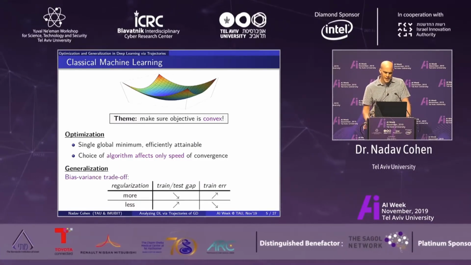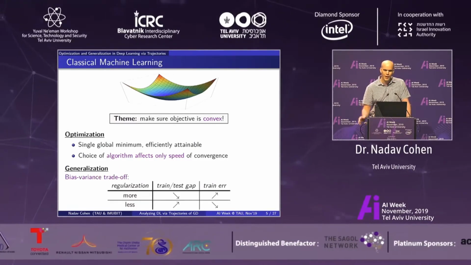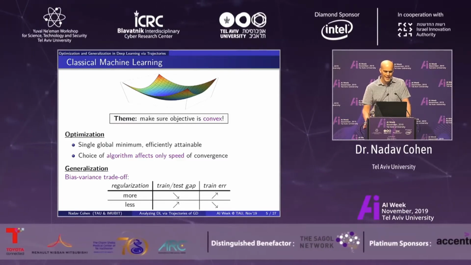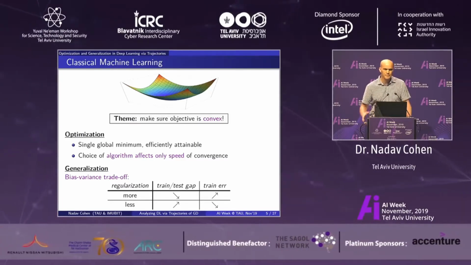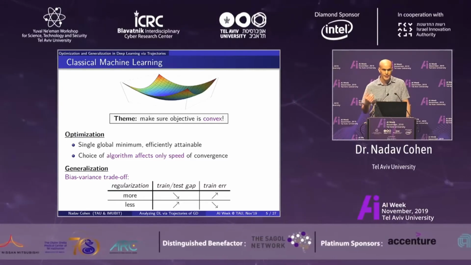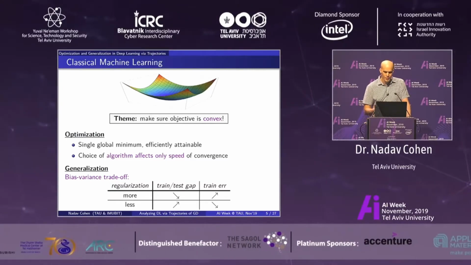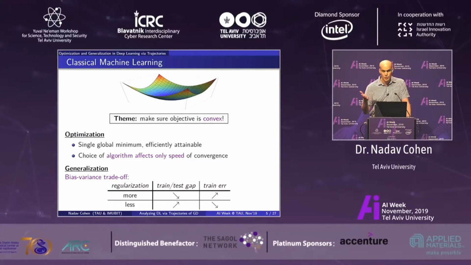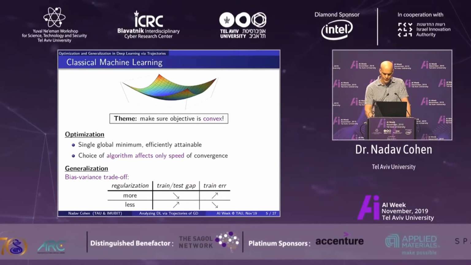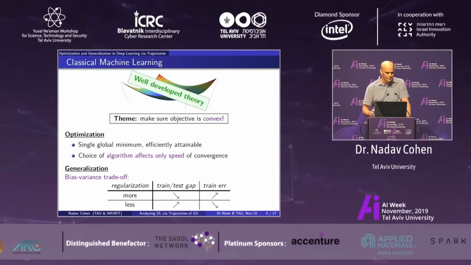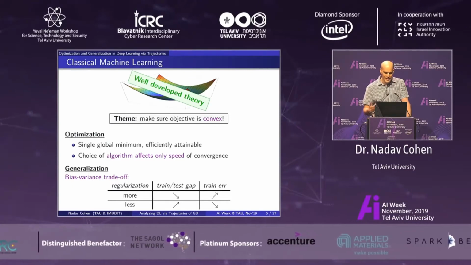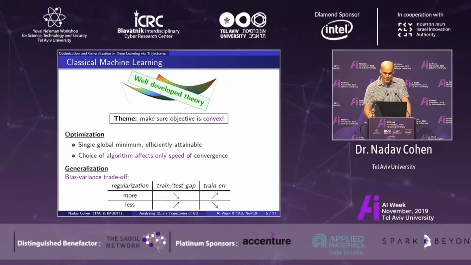For generalization, there's the famous bias-variance trade-off, which essentially means that if I add regularization, then I decrease the gap between train and test error, which is a good thing. But on the other hand, the training error goes up, which is a bad thing. So there's a trade-off, and overall, I think it's safe to say that the theoretical learning community had a feeling that we have a decent understanding of what's going on.